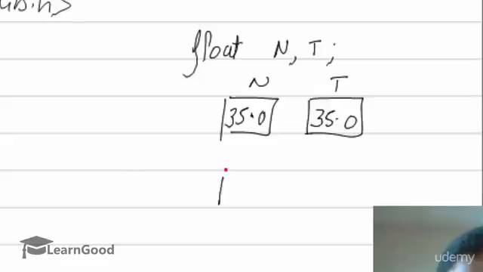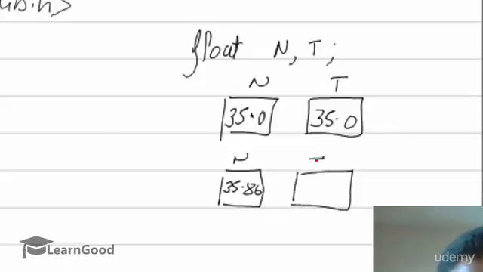But the same thing, if this n value is 35.86, and you typecast it to an integer and store it into t, then when you typecast it to an integer, 0.86 will get truncated and you'll have only 35. And when you store 35 into t, it will be 35.0.